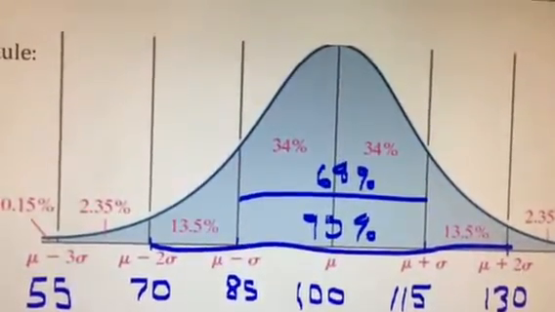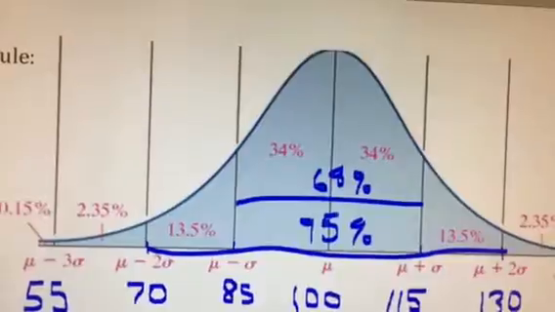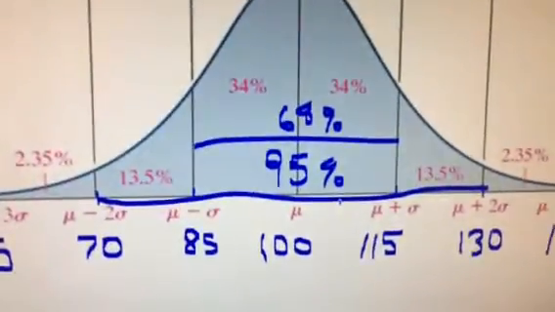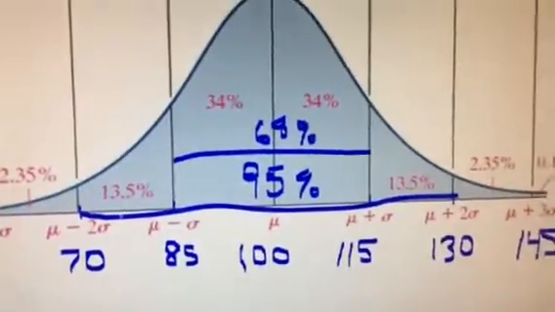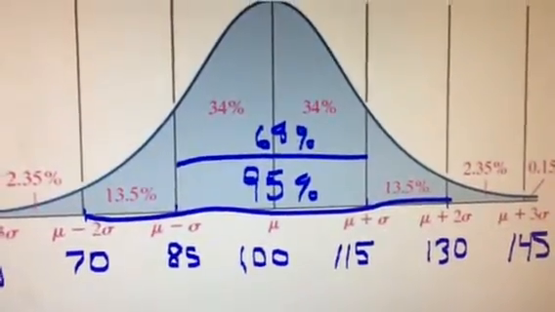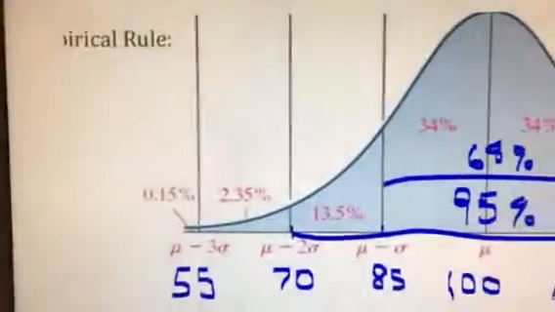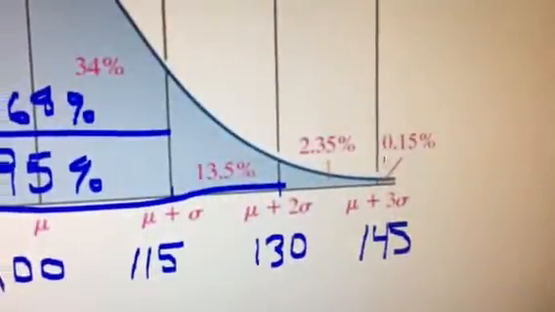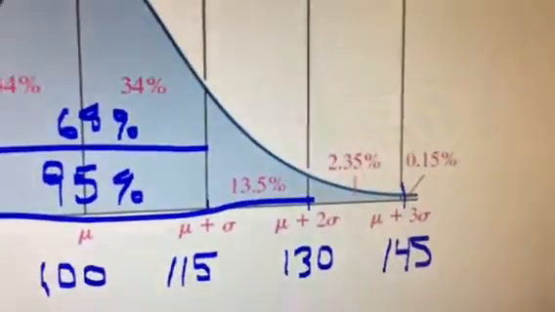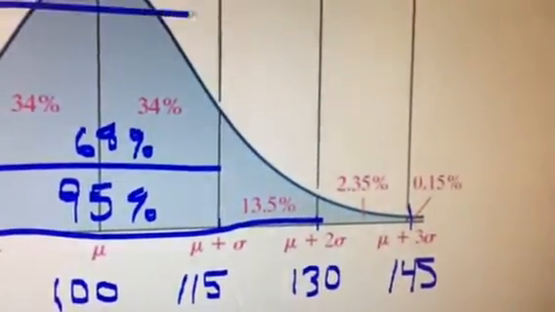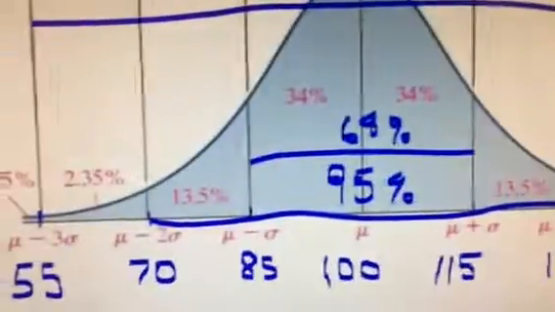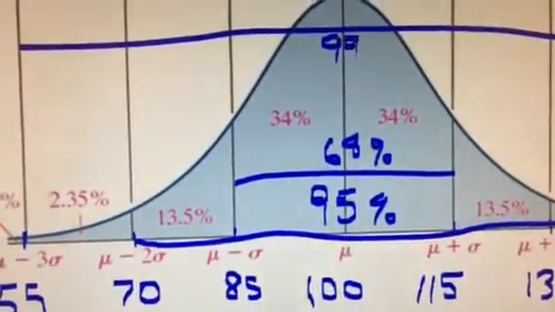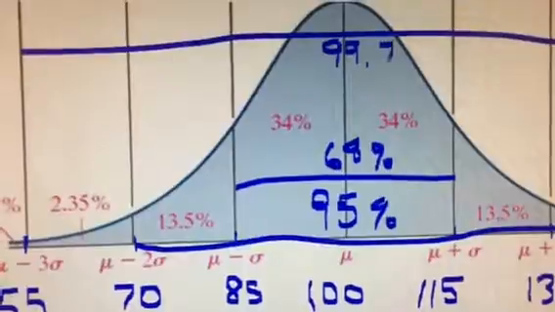Let me see if I can make this larger where we can see. There's 95. There we go. So 95% is between 2 standard deviations. And finally, 3 standard deviations, which is right here. There's 3. And down here on this end is negative 3. We go from negative 3 standard deviations to positive 3. We get 99.7% of our values. That's the empirical rule.